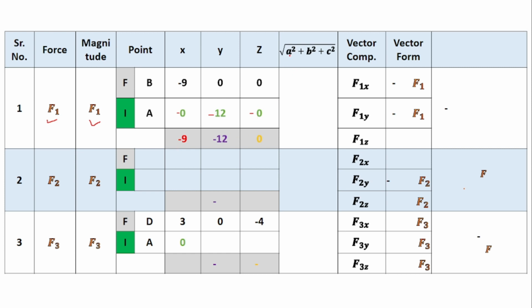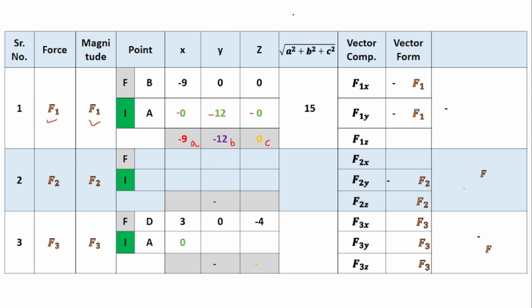Now to calculate the square root of a square plus b square plus c square, first identify a, b, c. This is your a, this is your b and this is your c. So it is the square root of -9 square plus -12 square plus 0 square. Students generally forget to take the square root, but you should take the square root very carefully, otherwise the whole calculation becomes wrong. So the answer is 15.